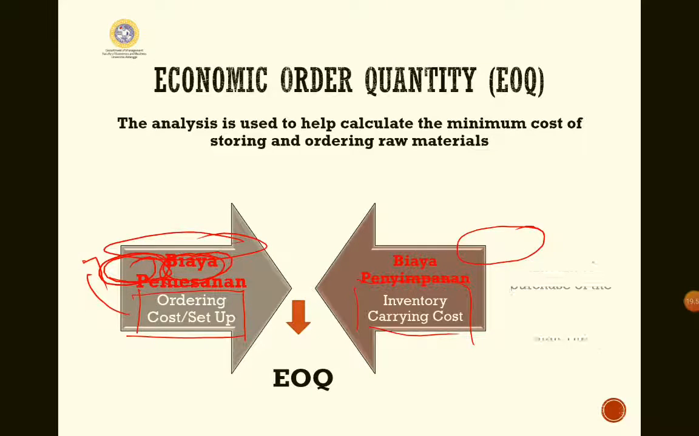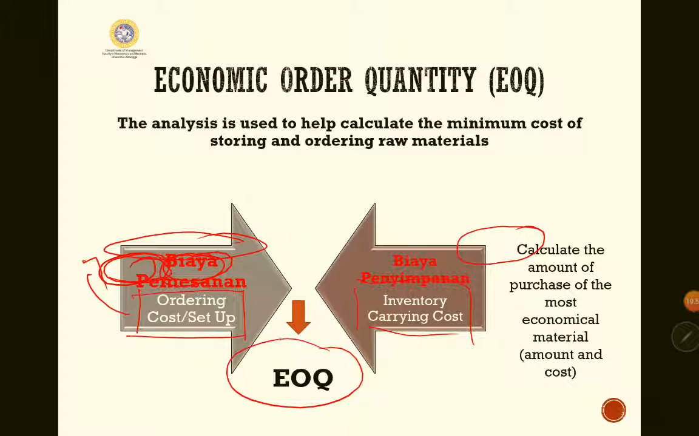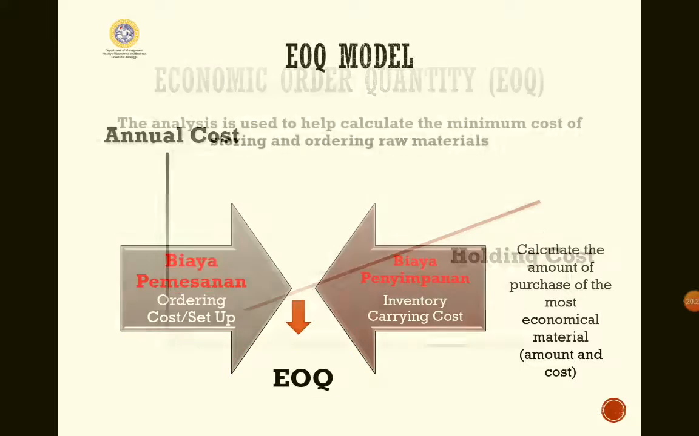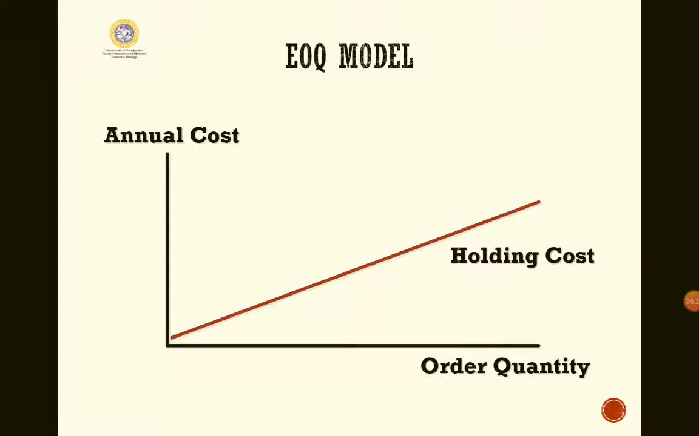So we will have economic order quantity, which consists of the things that I explained before. So we will calculate the amount of the purchase of the most economic material, amount and cost. So we have to calculate what is the minimum amount we have to order to make our cost minimum. Okay, and this is the EOQ model.